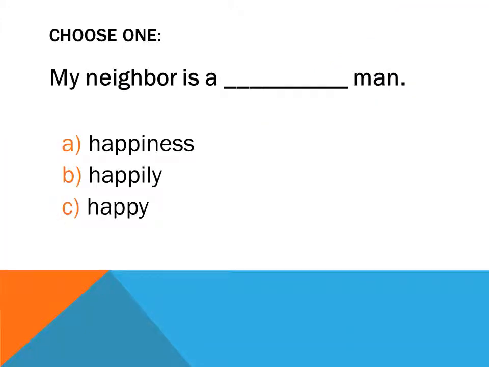Let's start with an example. My neighbor is a happiness man, happily man, happy man. Those three words, happiness, happily, and happy, all talk about the same idea of not being sad or being excited. So, which word is the correct one?